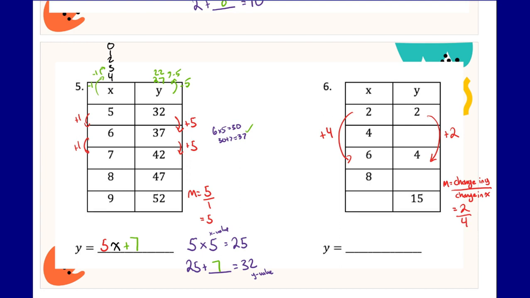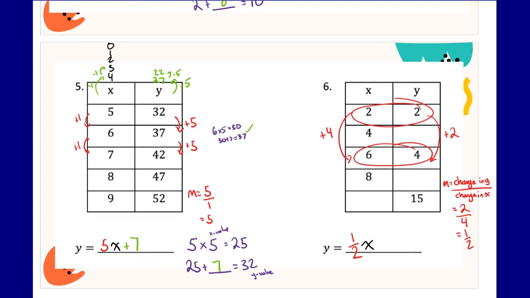Right? So we want to make it consistent. We're not going to go from 2 to 4 because we're not looking at those 2 values. We're looking at these 2 values, or these 2 pairs. So we get 2 divided by 4, which is 1/2, or 0.5. So that means for my rule, right now it's going to be y equals 1/2 x plus a value. So we still need to figure out our constant.